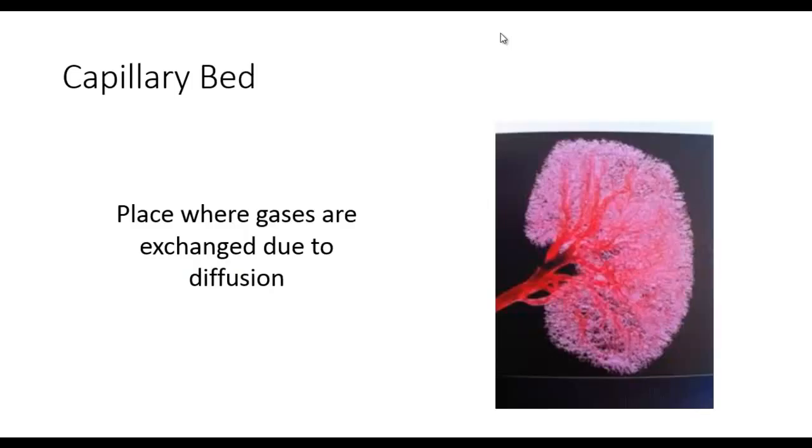Okay, so how does the body take air and turn it into something usable like oxygen? That's where this occurs, in the capillary bed. It's a place where gases are exchanged due to diffusion. In this process, oxygen is taken into the body and into the bloodstream, again through the lungs, specifically through the capillary bed, and CO2, the other gases the body does not need, are then expelled, and this occurs in the capillary bed.